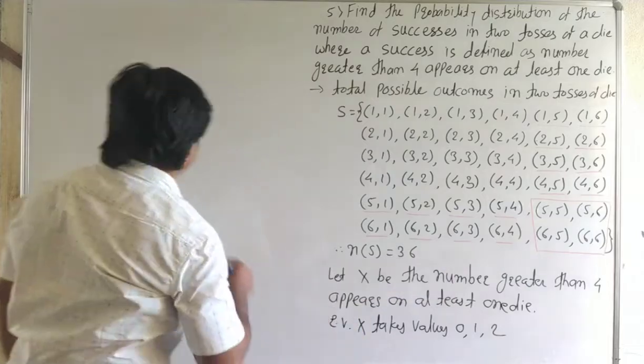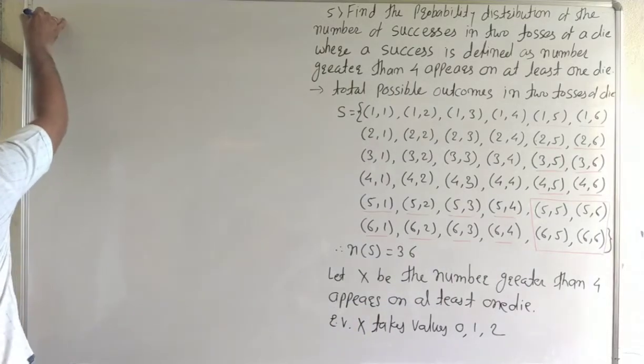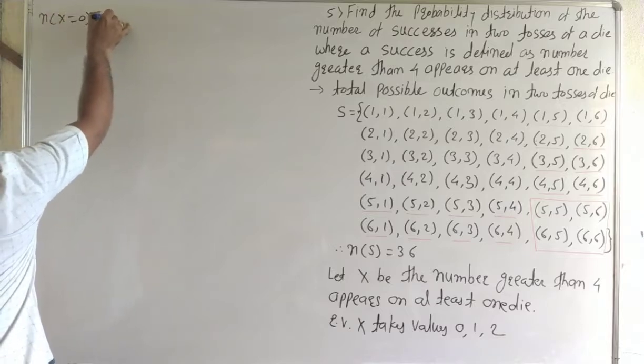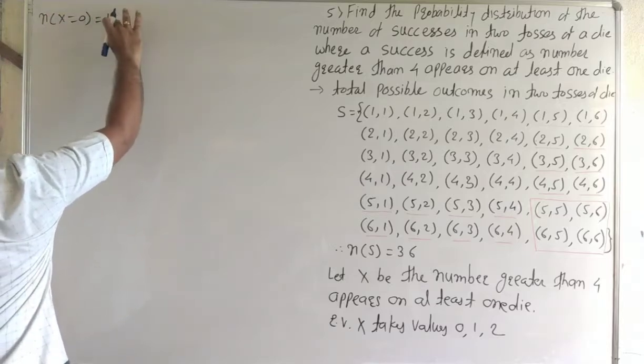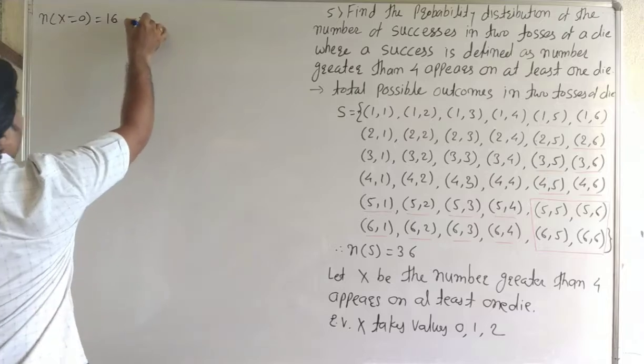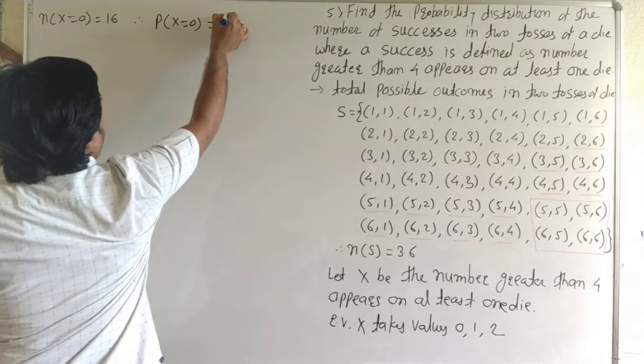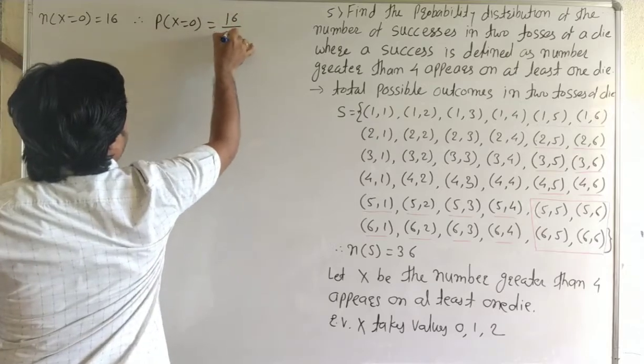That means here we can write that the number of outcomes for x equal to 0 is 16, and therefore the probability of x equal to 0 is 16 upon 36.